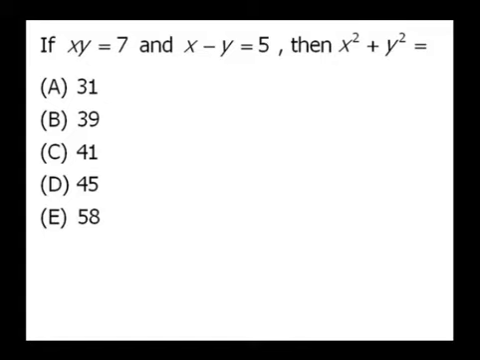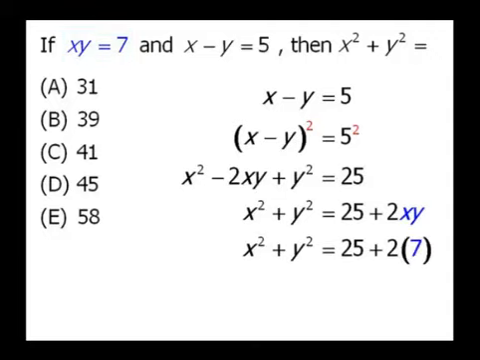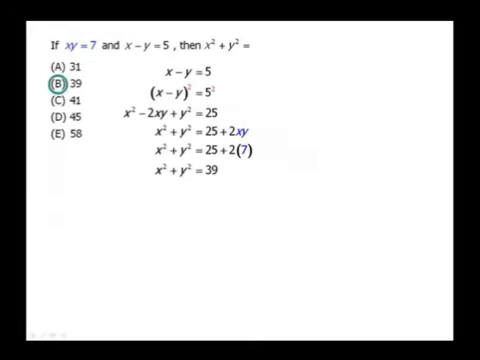The faster approach is to begin with x minus y equals 5 and square both sides of our equation. Now let's expand both sides to get the following. Now notice that if we add 2xy to both sides of our equation, we get x squared plus y squared on the left-hand side. And we've been asked to evaluate this expression. Well, we happen to know the value of xy, it equals 7. So we'll replace xy with 7. And finally, we see that x squared plus y squared must equal 39, so our answer is B.